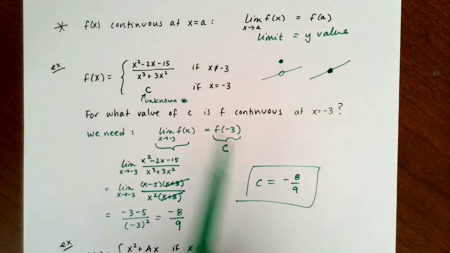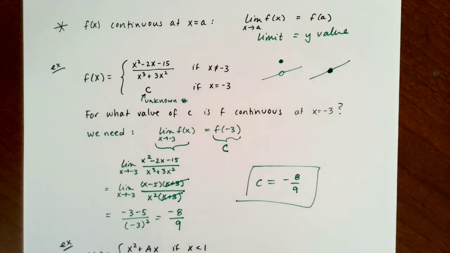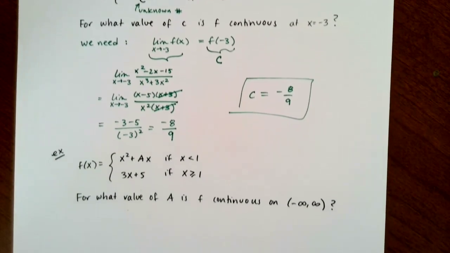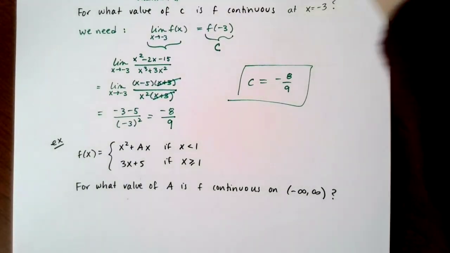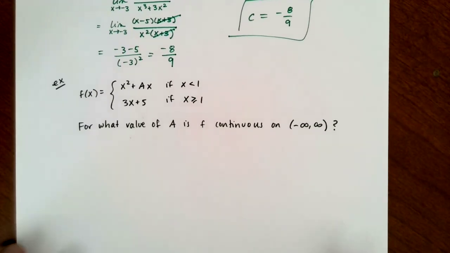As long as we set this number to be -8/9, it will perfectly fill in the hole in the graph that's been created. All right, let's look at one more example in this video. This one is using an A instead of a C, but in a similar way.